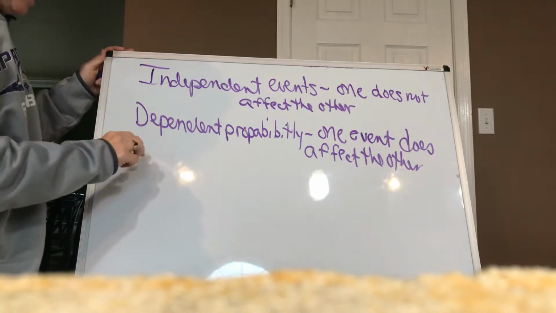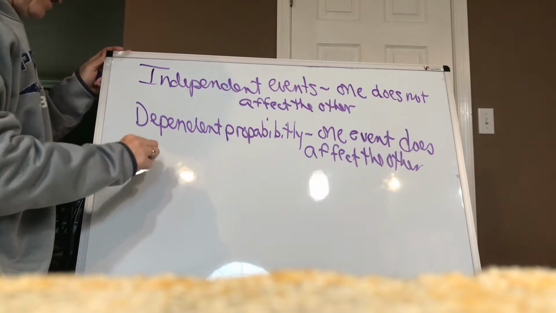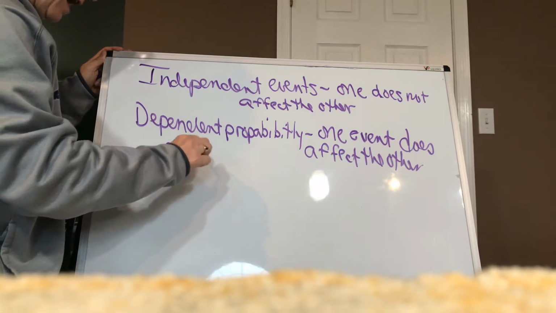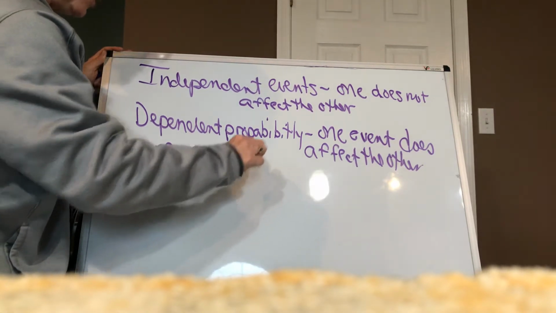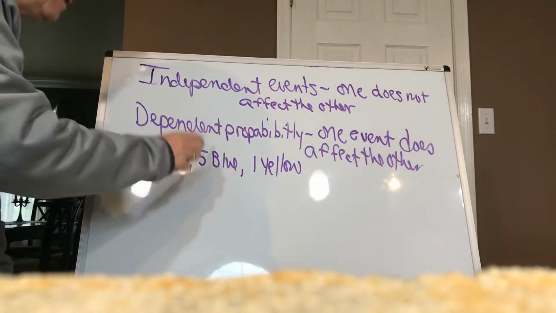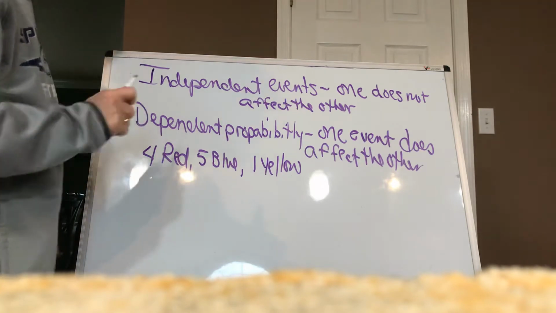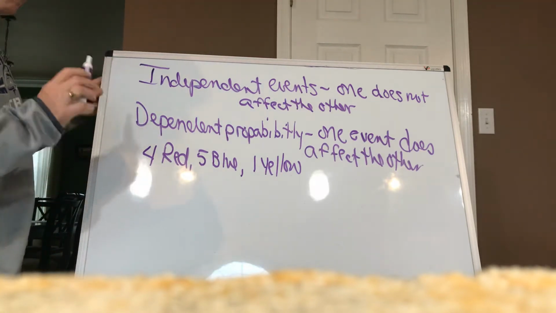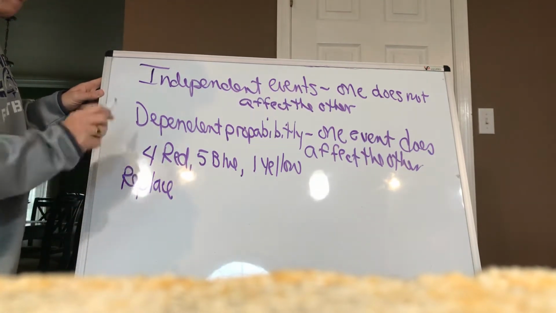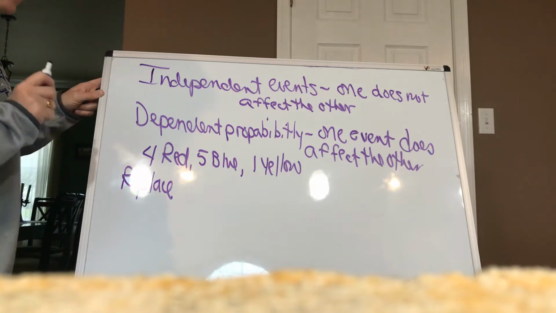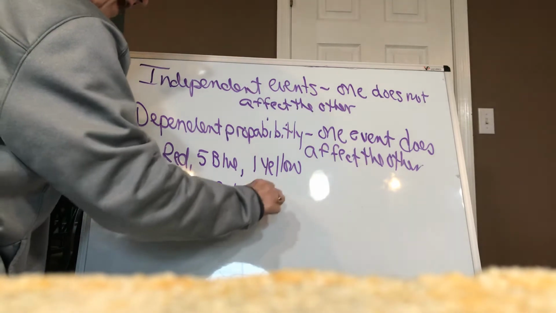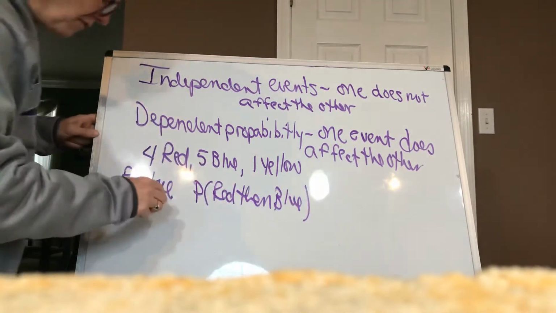Let's pretend I've got a bag with these marbles in it. 4 red, 5 blue, and 1 yellow. So I've got a bag that has 4 red, 5 blue, and 1 yellow marbles, okay? And I am going to replace the marble after I pick the first one. So I want to know what is the probability of getting a red, then a blue, with replacing.